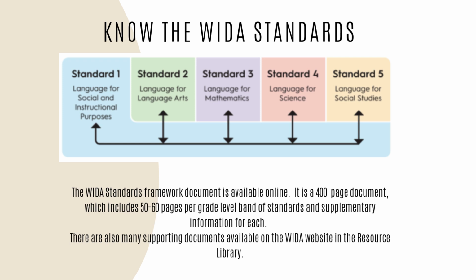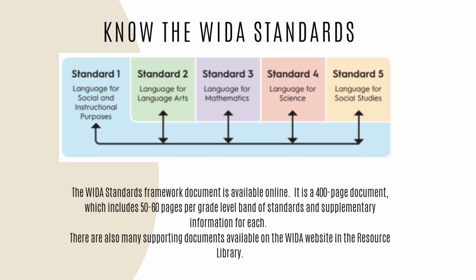Standard 2, 3, 4, and 5 are the language for language arts, the language for mathematics, the language for science, and the language for social studies. We teach the language of each of these areas, and there is unique language for each of these areas. So mathematics has its own language, science has its own language, and these standards are guiding us to teach the language of language arts, the language of math.